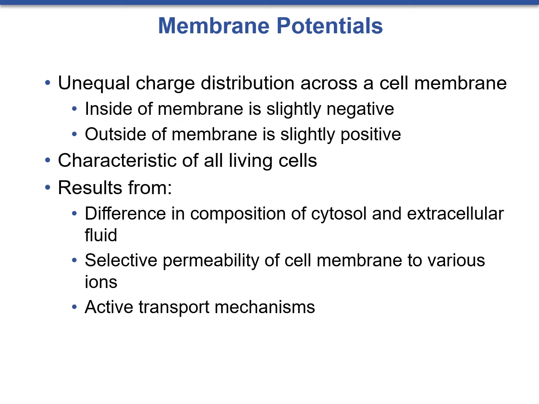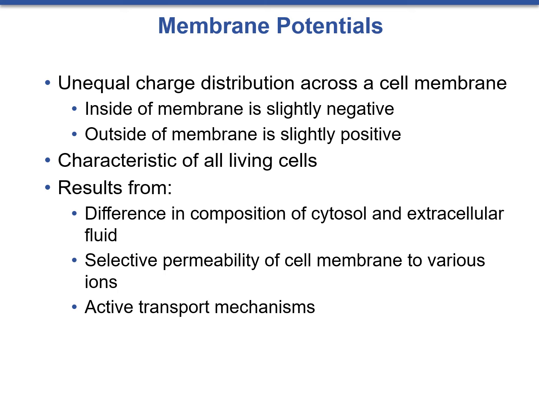So now that we know what cations and anions are, we can talk a little bit more about membrane potentials and the actual environment that we have inside of our body. Now, membrane potentials result from the unequal charge distribution across the cell membrane. So the inside of the membrane is slightly negative, and the outside of the membrane is slightly positive. This is the characteristic of all living cells.